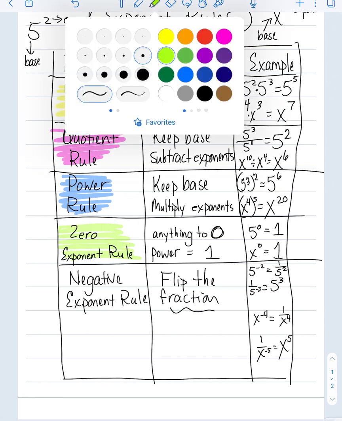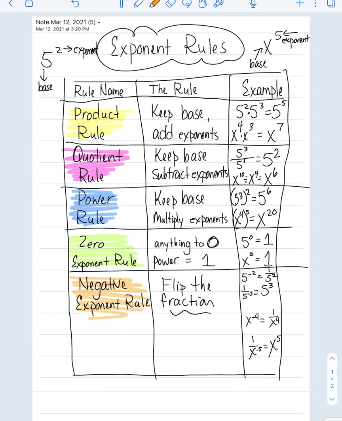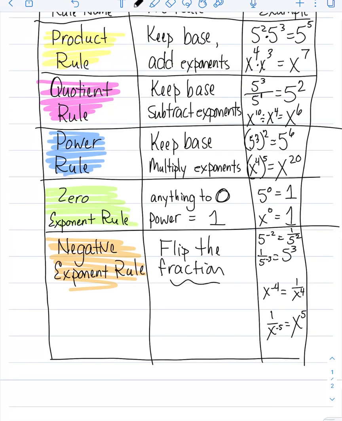So these are all of your exponent rules. You can use this graphic organizer to help you with your practice. So now let's take a look at how we actually use these rules to answer questions. If you have a problem with a single rule, you just match up your example and do what the rule says.